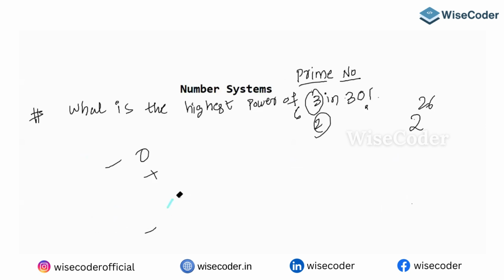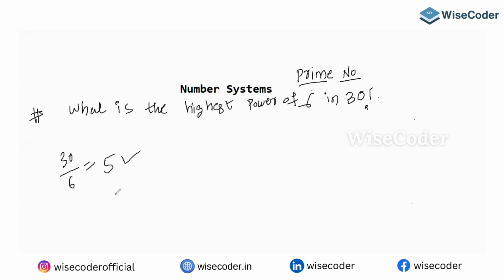Let me clear this. He is going to ask you the same question: find the highest power of 6 in 30 factorial. I know the method: 30 by 6 is 5. If you say the answer is 5, you're gone. So this is not going to be the answer, guys. What is the way? Guys, 6 is what?